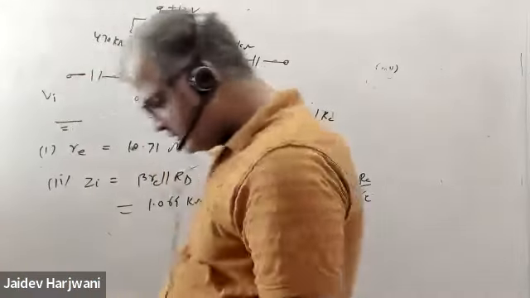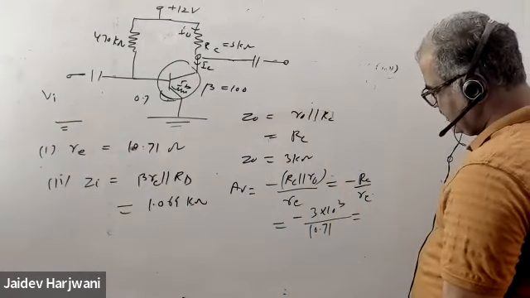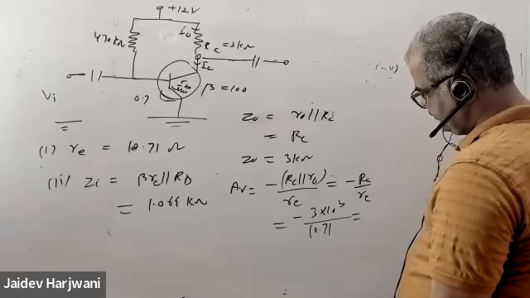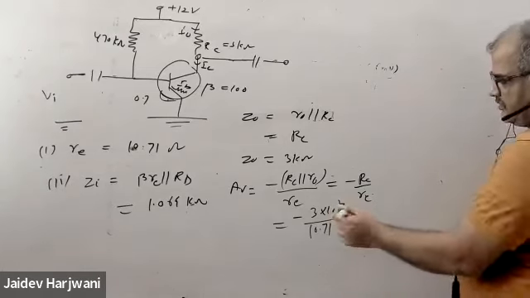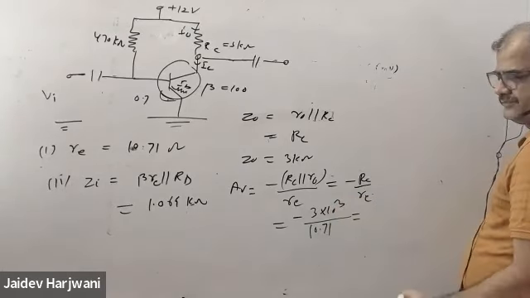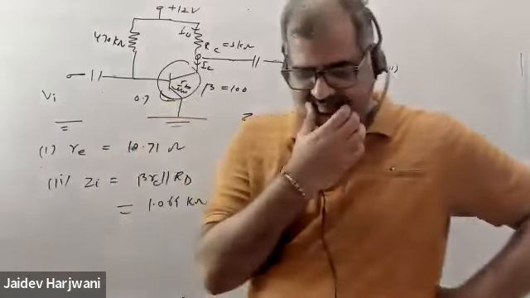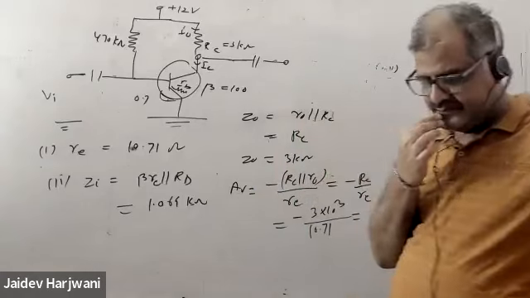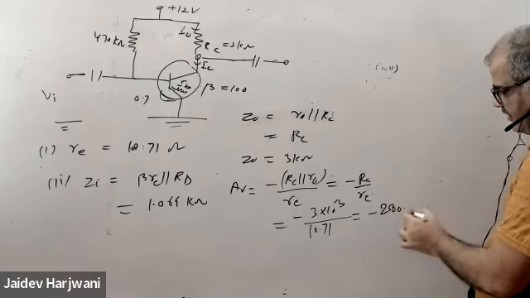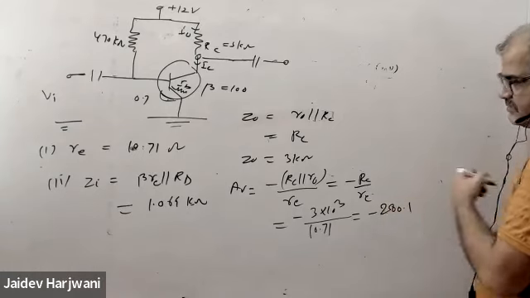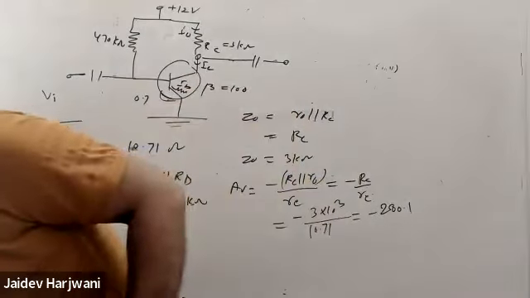गेन माइनस में आएगा. कितना आ रहा गेन? 3000 divide by almost 10, तो 300 के आसपास आना चाहिए. Something 3000 divide by 10.71, कितना आएगा बताओ. 280 point something. So whatever is coming, this will be your gain. And now you can find current gain also.